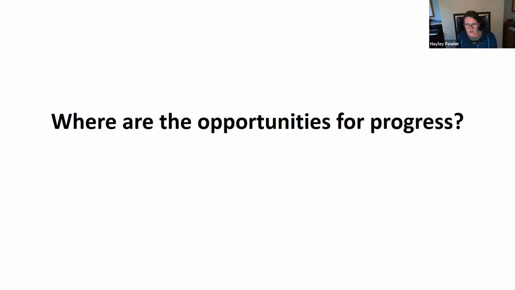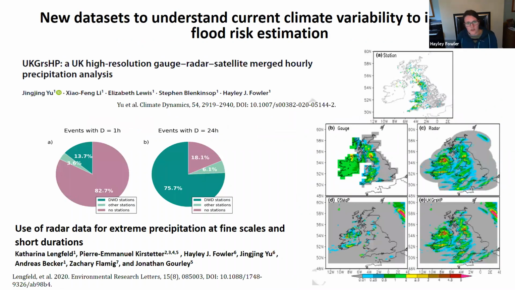So what are the opportunities for progress here? I think that one key opportunity at the moment is using new data sets to understand current climate variability better to improve flood risk estimation. And one of the ways we've tried to do this in the UK is using high resolution gauge, radar, satellite data.